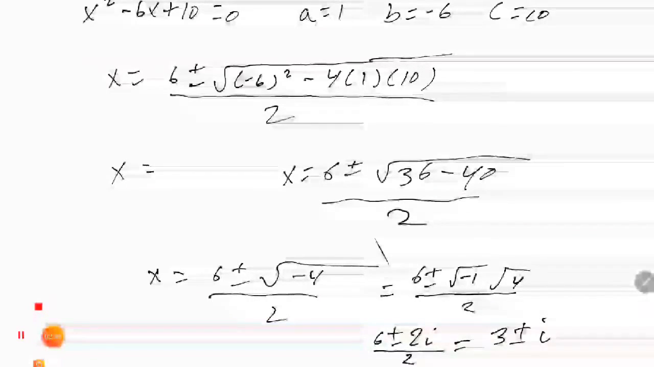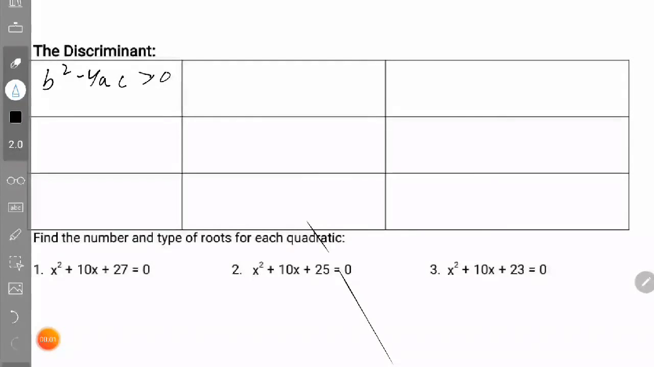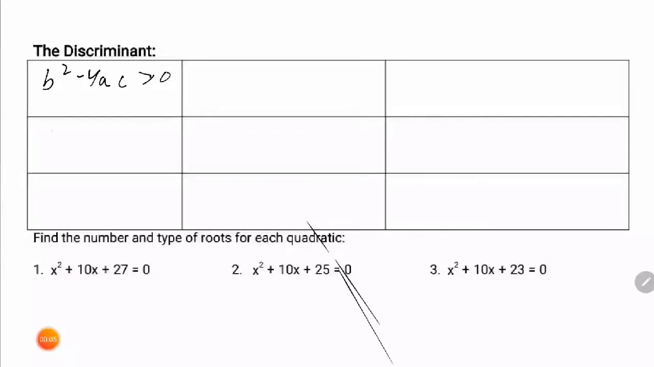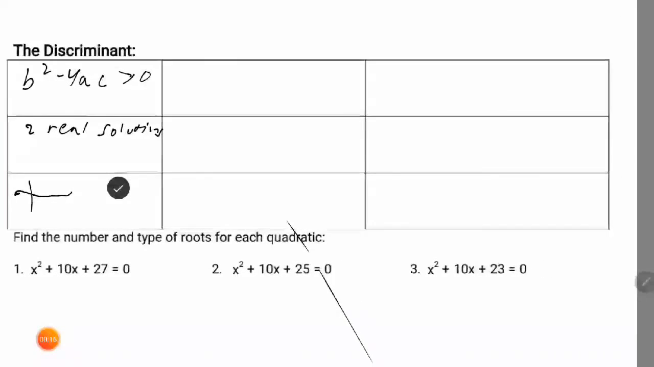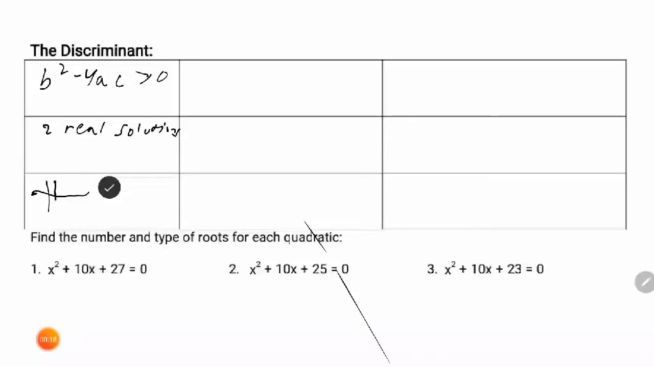So what did we just find out? Our discriminant, also known as b squared minus 4ac, when that is bigger than 0, we have 2 real solutions, also known as 2 x-intercepts. So if I had a quadratic equation, my two intercepts would be here and here.